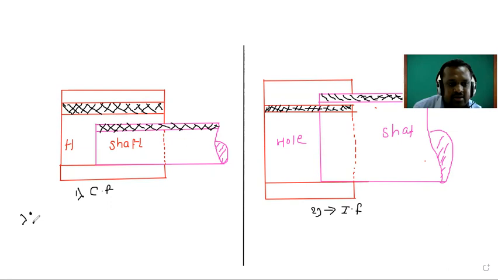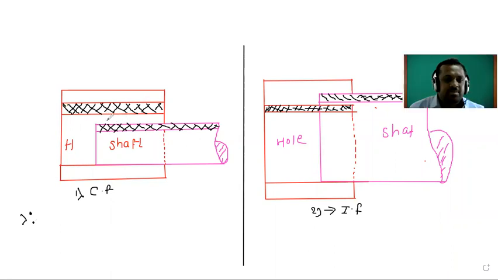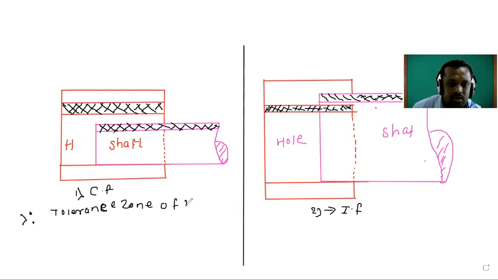How can we write down their definition? Size of shaft is smaller than hole, this is very simple. But from this tolerance zone, we have to prepare the definition here. Now see here the tolerance zone of hole. I'm going to write down here the tolerance zone of hole.